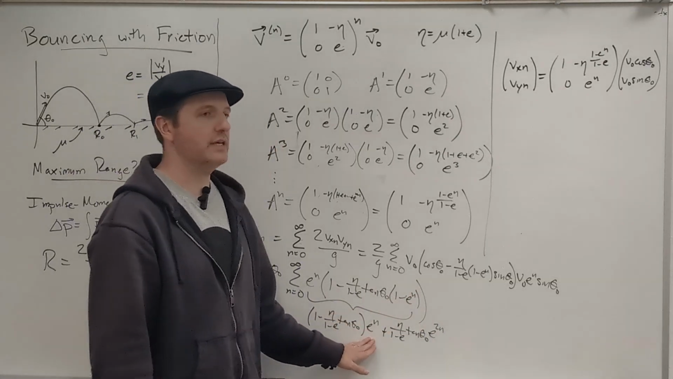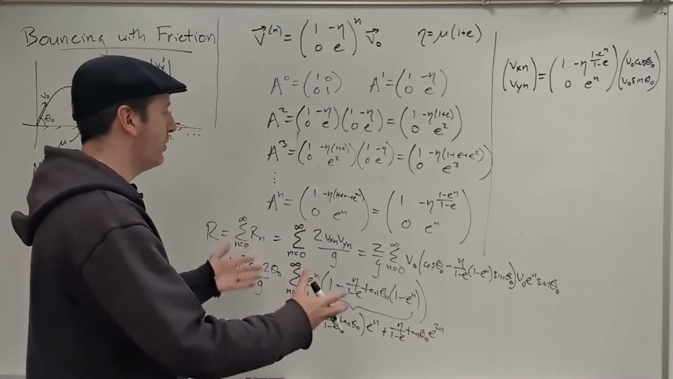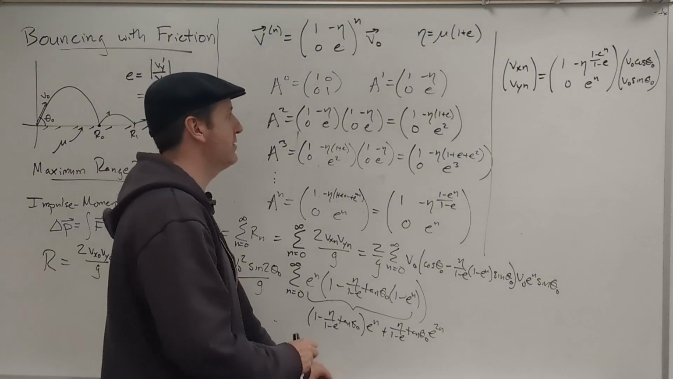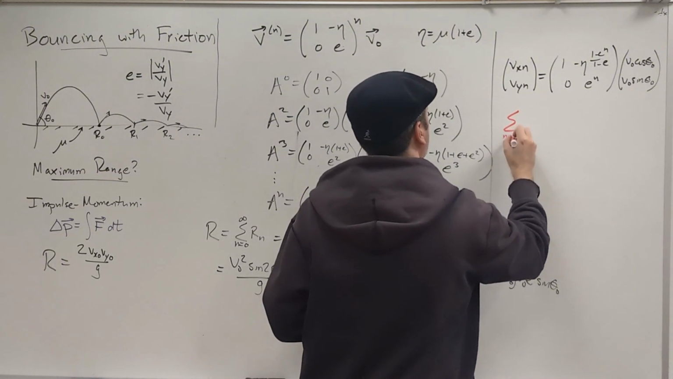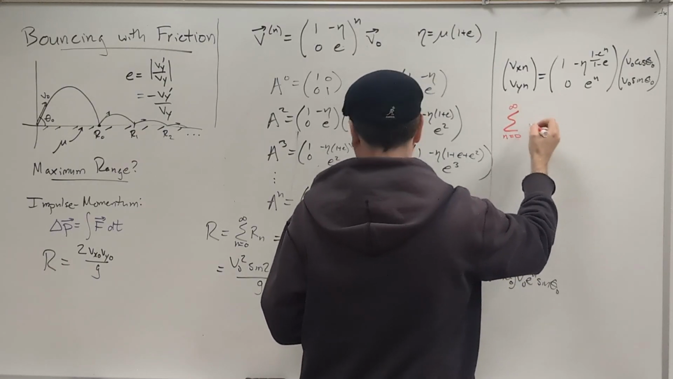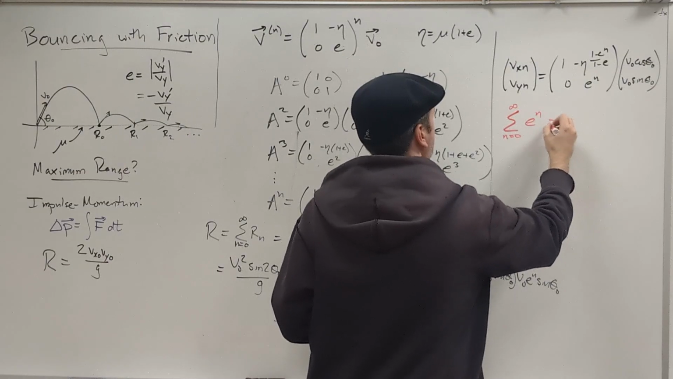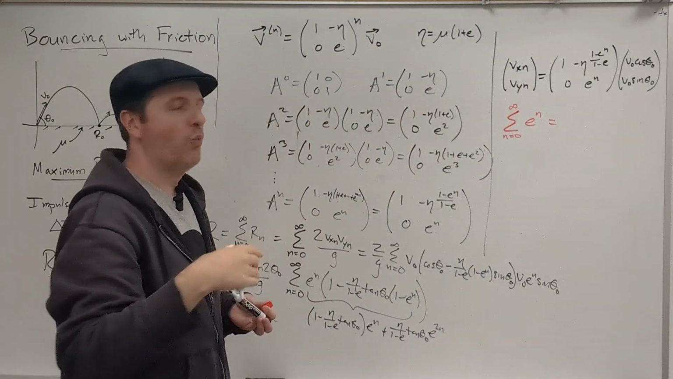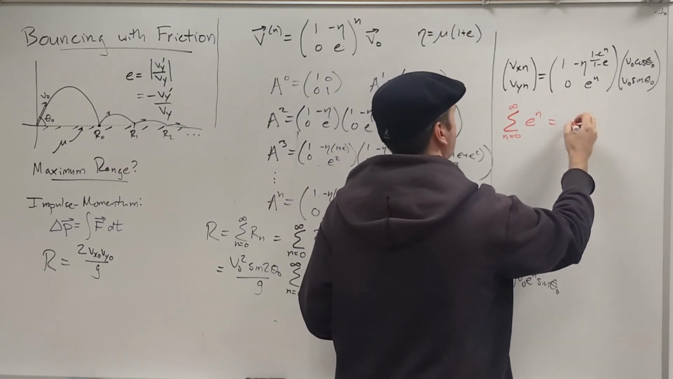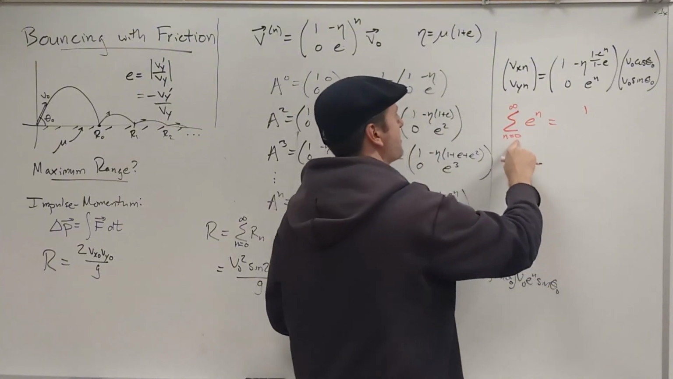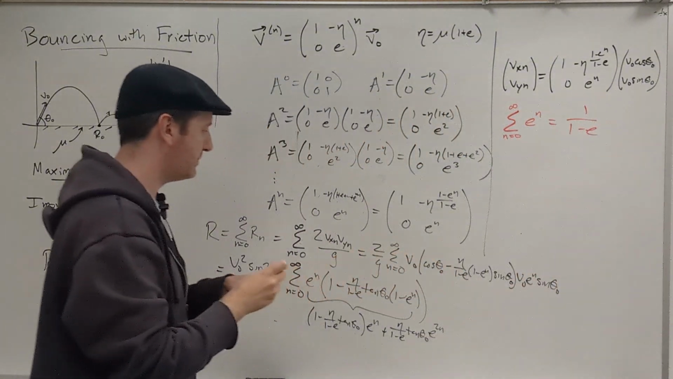So we do see the sum of two different geometric series here. One has a common ratio of e, one has a common ratio of e squared. And we know what the formula for the sum of a geometric series is. Remember that if I have something like the sum of e to the n, as long as e is less than 1, that's the convergence condition, we're going to have the first term, which is e to the 0, divided by 1 minus the common ratio.